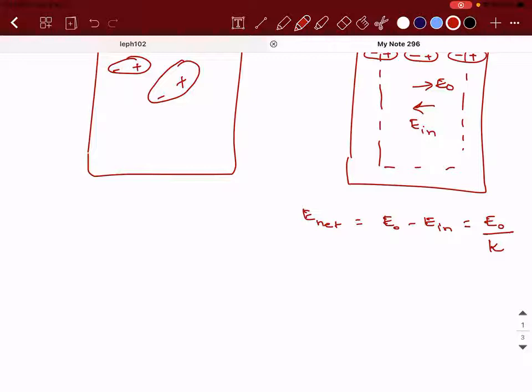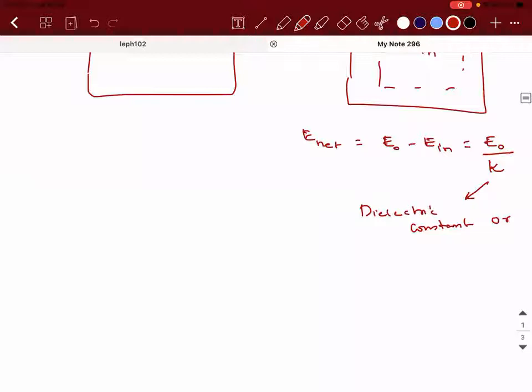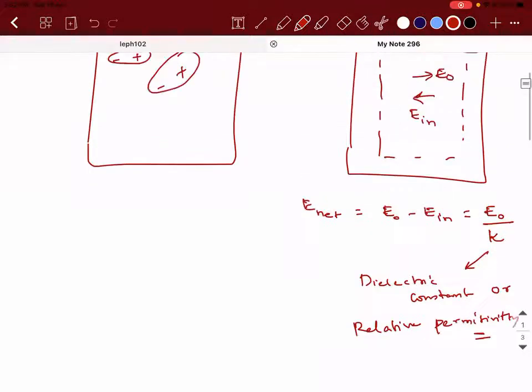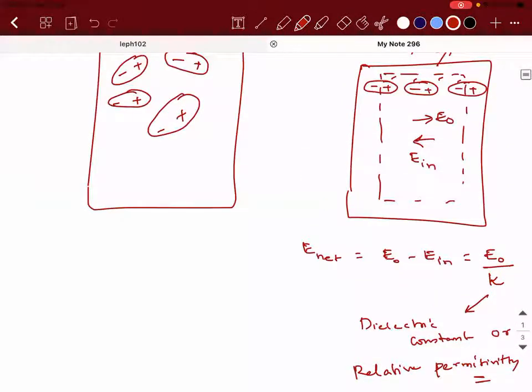So it is defined as E0 divided by this kappa, where this kappa is called the dielectric constant or relative permittivity. It's called the dielectric constant or relative permittivity. Have this in your mind. Okay. So please make a note of this. Because of the blockage, this cannot freely flow through the other charges. It has to overcome the other charges. Dielectric constant, kappa.